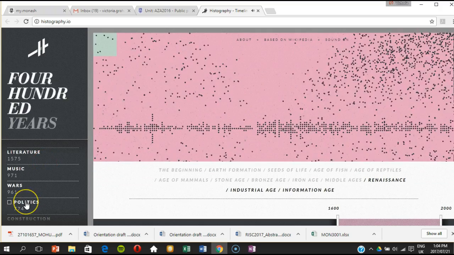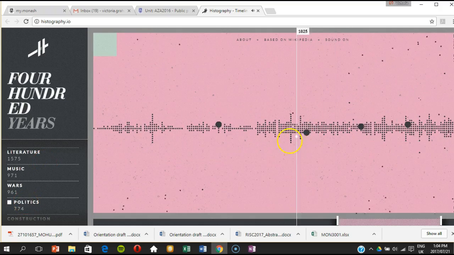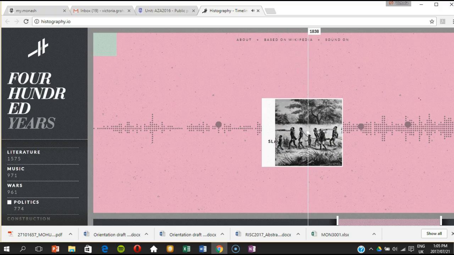You have politics there. That one. And you highlight in history, like this one, for example, slavery abolished in the British Empire. And then you can go and have a look at related events.